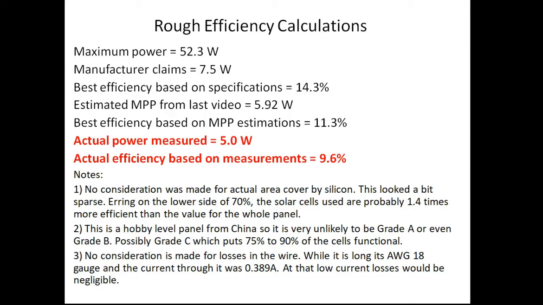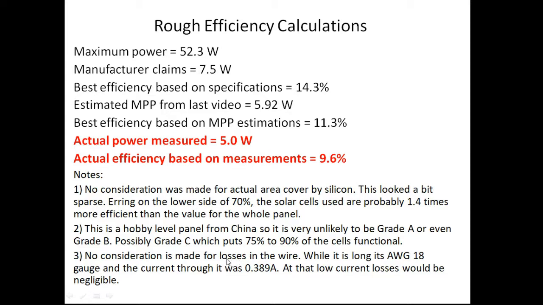The next thing to note is that this is a hobby level panel from China, and China is very well known for not giving you a highly efficient device. So yes, it will not be a grade A panel, which is 100% working. It would be a grade B, which is 90% working. It's probably a grade C, somewhere between 75 and 90% of its cells functional. It could be worse. So it's not going to be the best panel in the world, that's for sure.